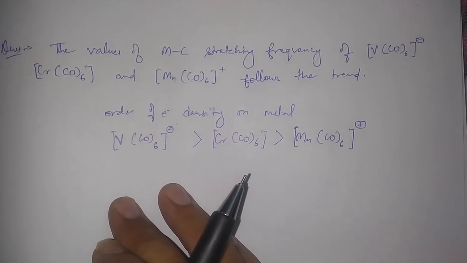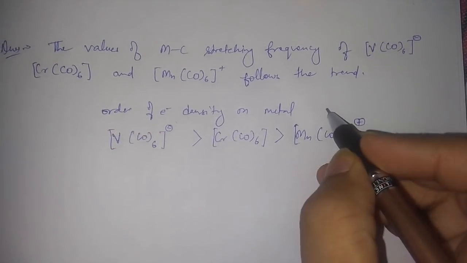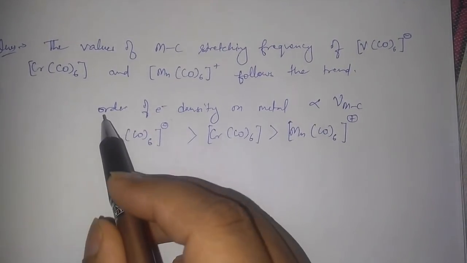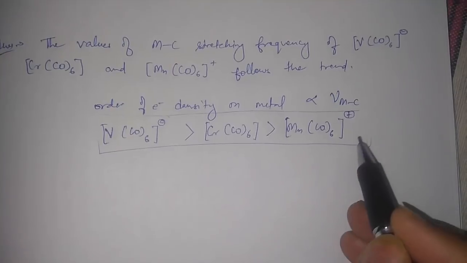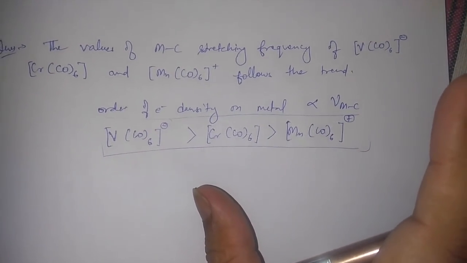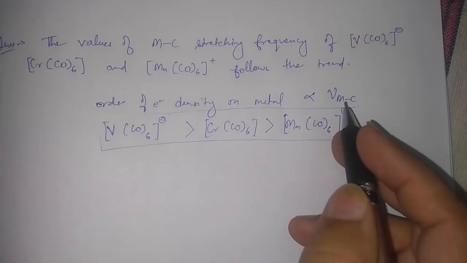Okay, so this will be the order of your electron density on the metal. Now what I told you is that electron density on the metal is directly proportional to the frequency of metal carbon. So for this question this is the order of metal carbon frequency as well. So for this question you can just find out the order of electron density on the metal, and you can easily find out the metal carbon frequency.